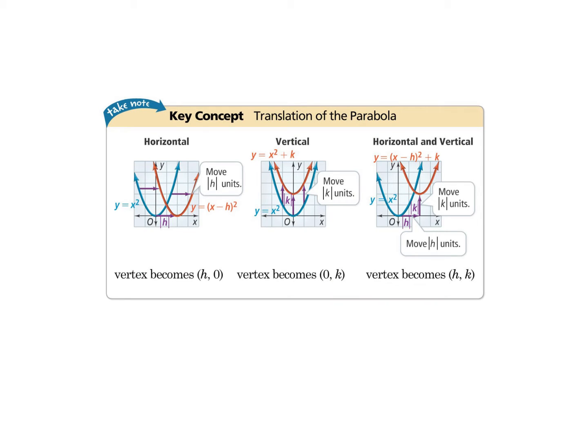Next, we have an example of translation, so moving it up, down, or left or right. So our H inside moves it left or right. And then our K outside here, if we're adding it outside, that moves it up or down. And then whatever our H, K is, that's our vertex.